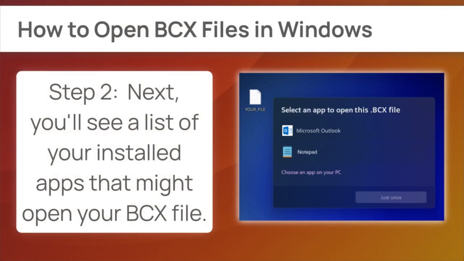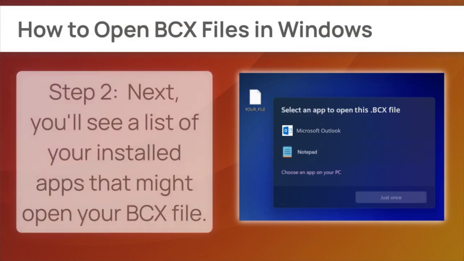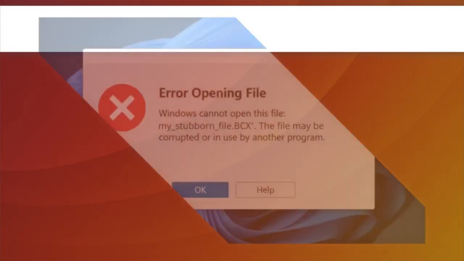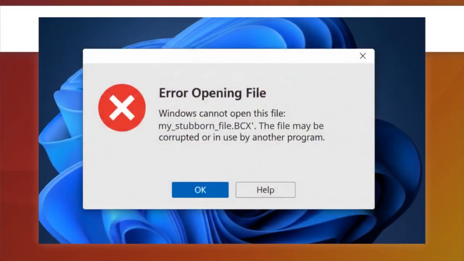Right-click your BCX file and choose Open With. Test Microsoft Outlook first. If it fails, select another application. The solution lies in finding the right reader. If your BCX file is not opening yet, that is normal. It's just a no-go for the main program.